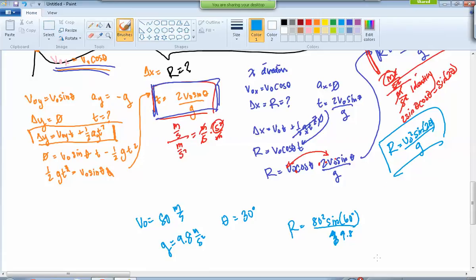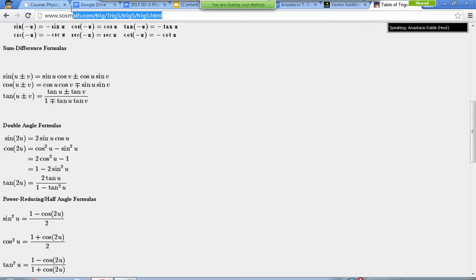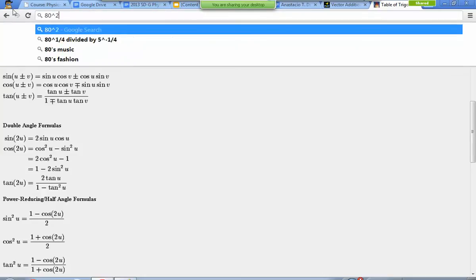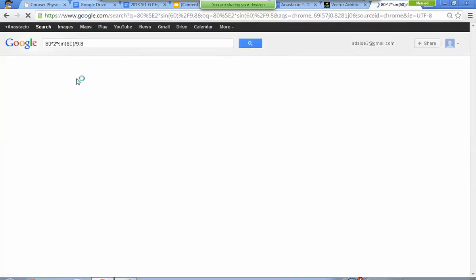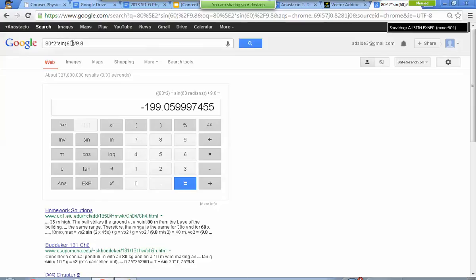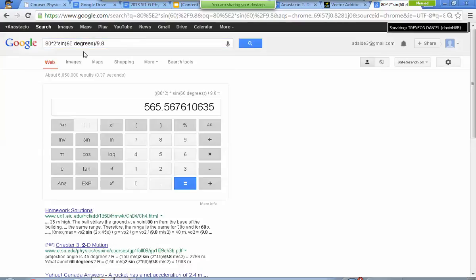Because I'm talking about 2 theta. Yep. All right, so let's figure that out. In fact, I'm going to use Google to help me out with that. 80 squared times the sine of 60 divided by 9.8. And I want it in degrees, because Google likes to do things in radians. I got 565 meters. Is that what you guys got?